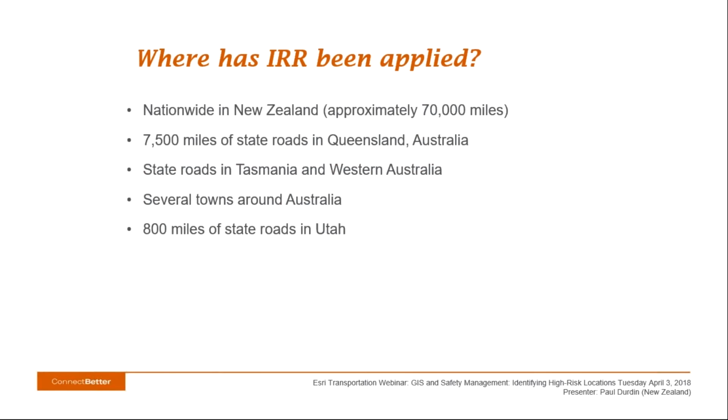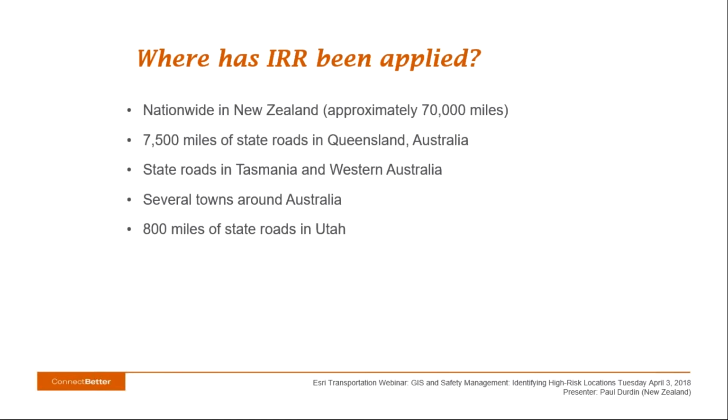So where has IRR been applied? It has been applied nationally throughout New Zealand, so around 70,000 miles of the nation's road network has been assessed. It's been taken to Australia, and 7,500 miles of state roads in Queensland have been assessed. It's also been assessed on some state roads in Tasmania and Western Australia, which are states of Australia, and several other towns in Australia. And we've had a look at some state roads in Utah and applied this technique to 800 miles there, just to see if IRR would be a suitable tool for applying in the states.